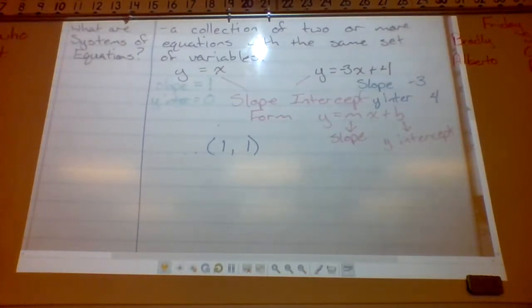So there's our solution. But it's not always going to be that easy, because do I make things easy? No. Well, I try to make things easy, but I give you more complicated stuff. So we've got to look at another one.